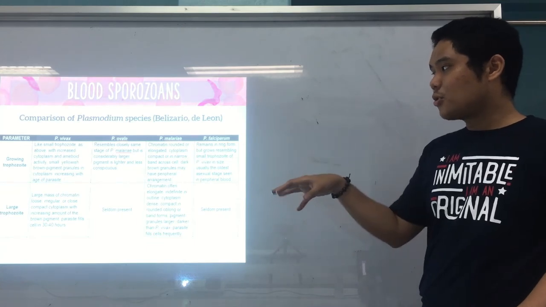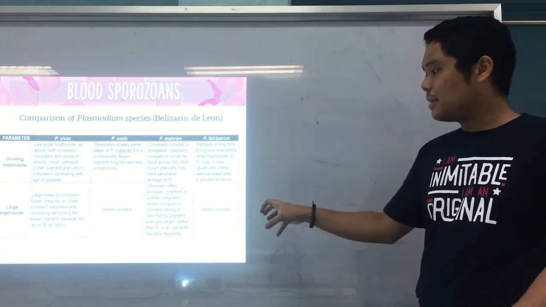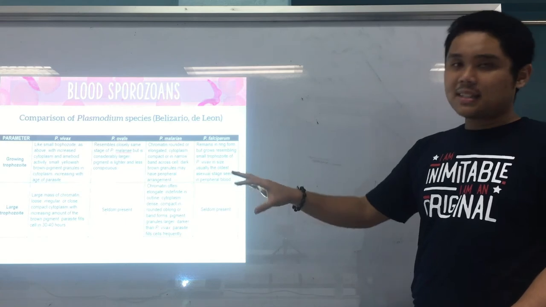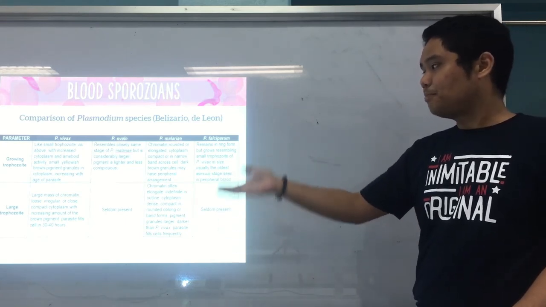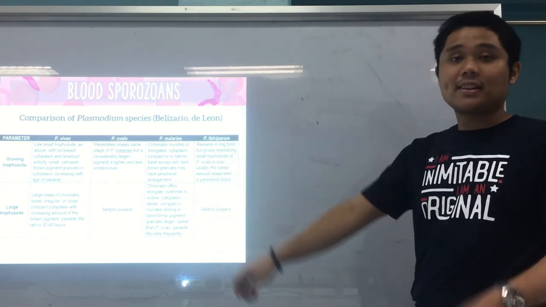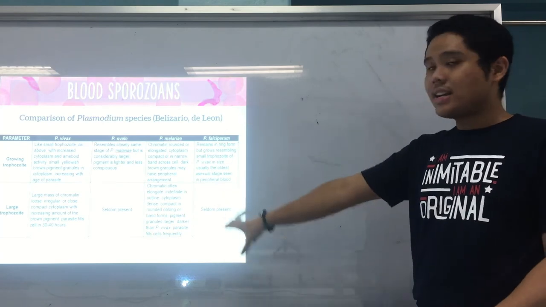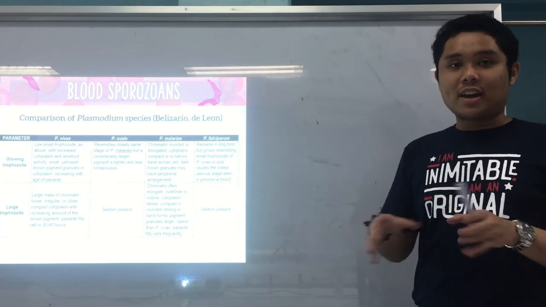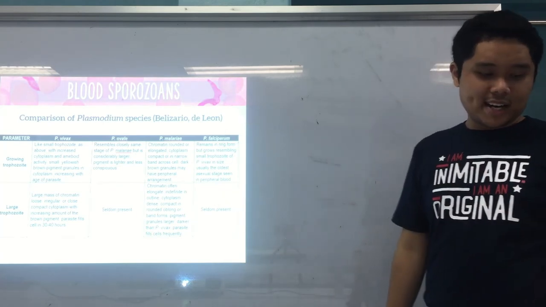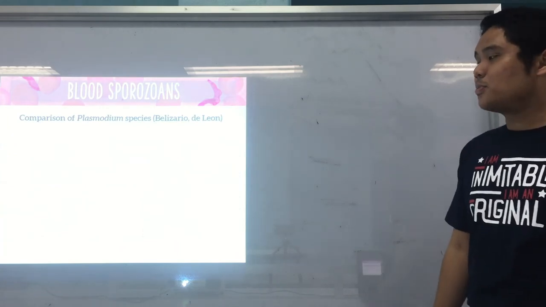Now for the large trophozoite, for P. ovale and P. falciparum, seldom seen. And still the same, P. vivax, amoeboid trophozoite, and there is a brown pigment, hemozoin. And for P. malariae, again, band trophozoite. Okay, please take note of the defining characteristics of each Plasmodium species.